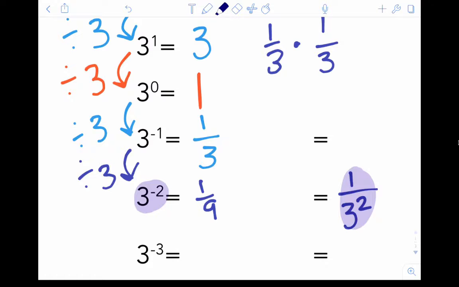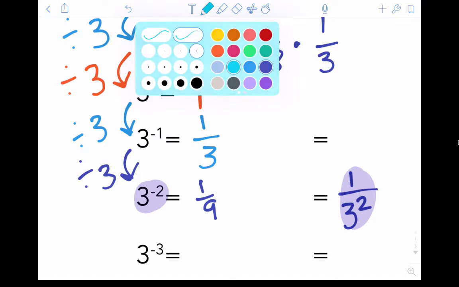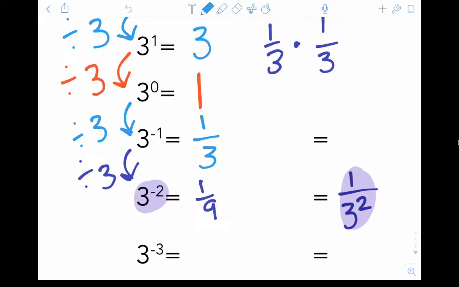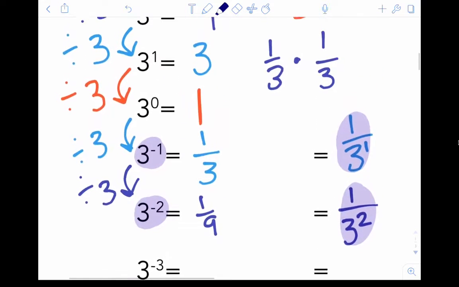then it became positive. If I were to look back at 3 to the negative first, 1 over 3 is just 1 over 3 to the first. I can write it that way. So 3 to the negative first is equal to 1 over 3 to the first. Now I'm going to continue on with my pattern.